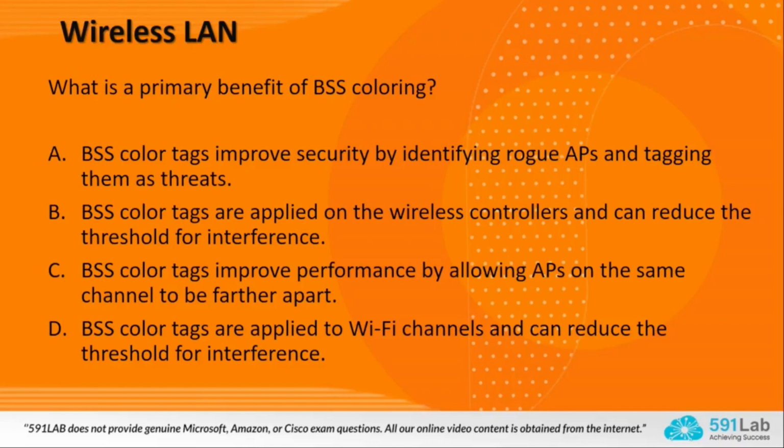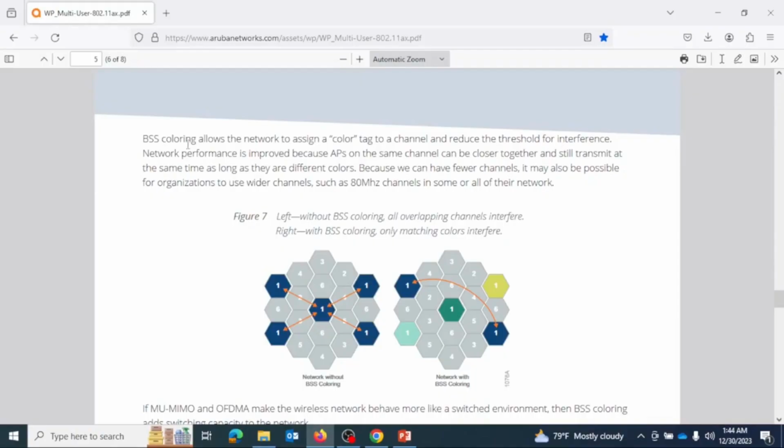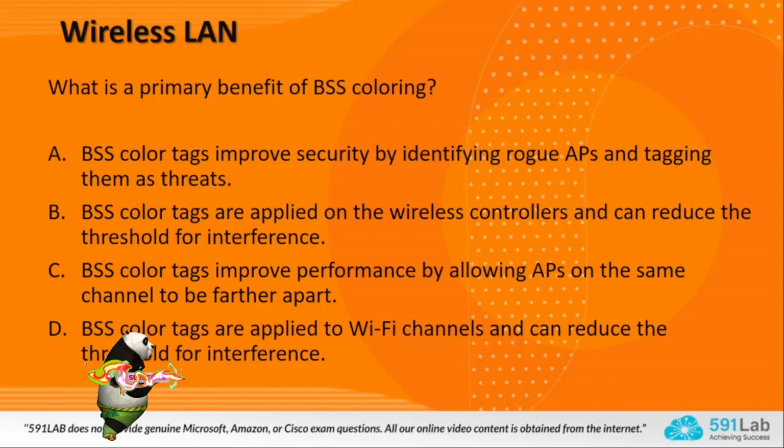So this is wrong. Option D, BSS color tags are applied to Wi-Fi channels and can reduce the threshold for interference. Yes, it is exactly what we read in the white paper. Look here, BSS coloring allows the network to assign a color tag to a channel and reduce the threshold for interference. Therefore, the correct answer is option D.